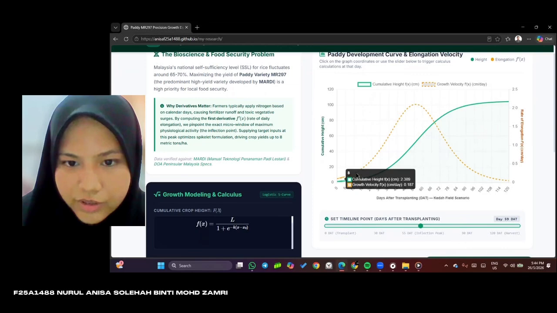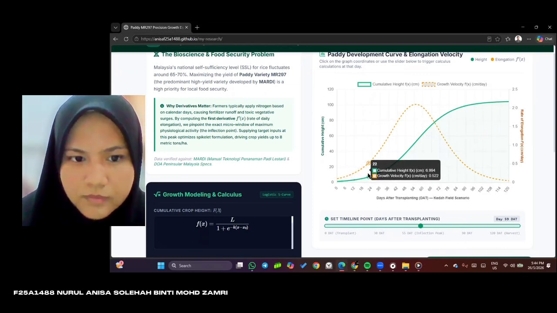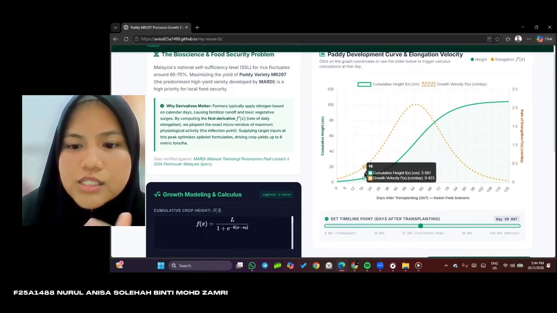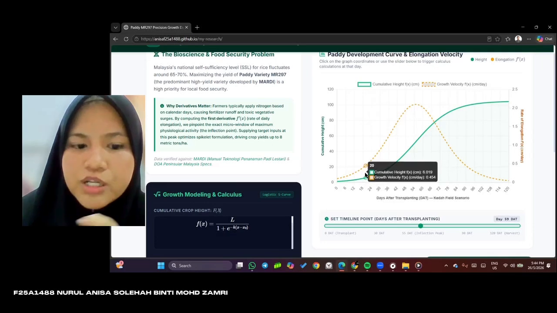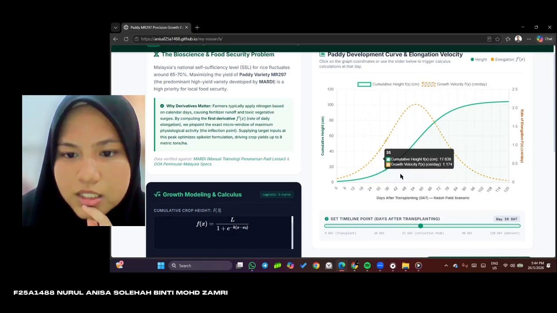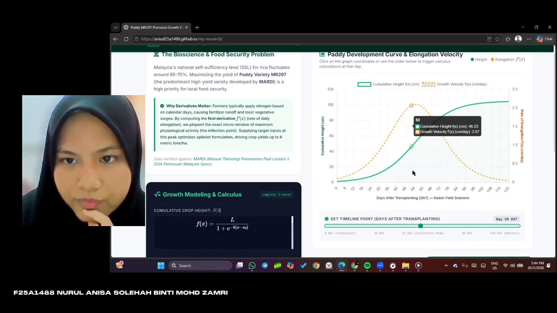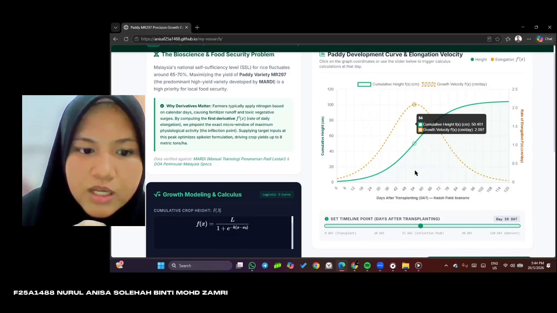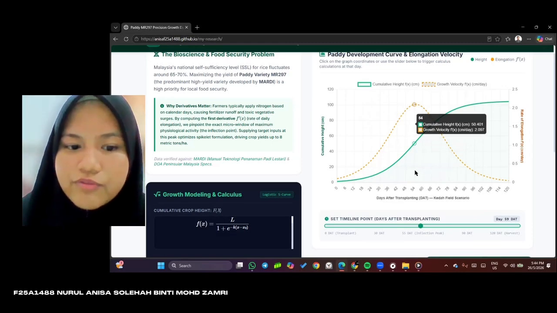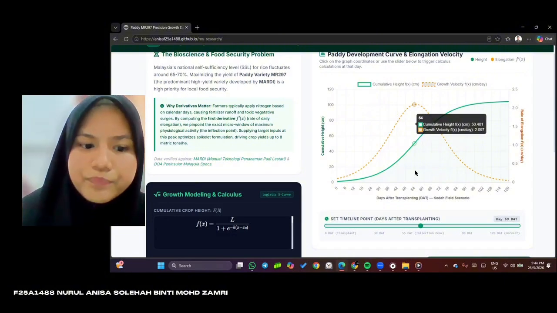We can see that from 0 until 25, the growth velocity is very low, under 0.5 cm per day. It means that the plant is establishing its roots. Next, day 26 until 54. This is the active tillering stage. We can see that growth enters an acceleration phase, ramping up from 0.5 to 2 cm per day.